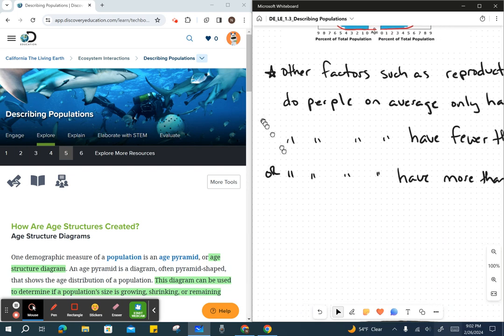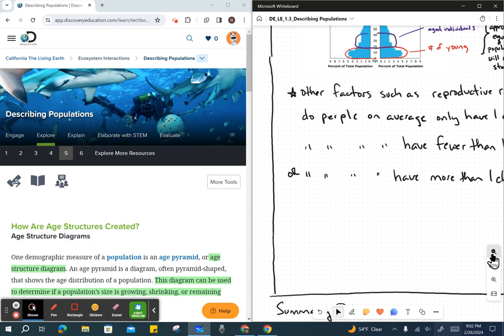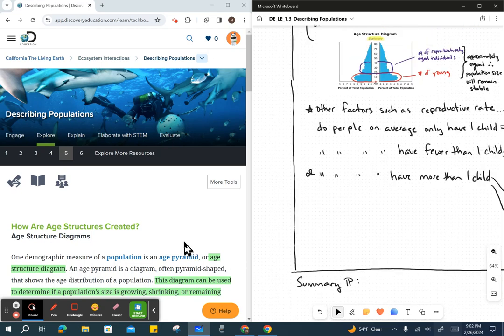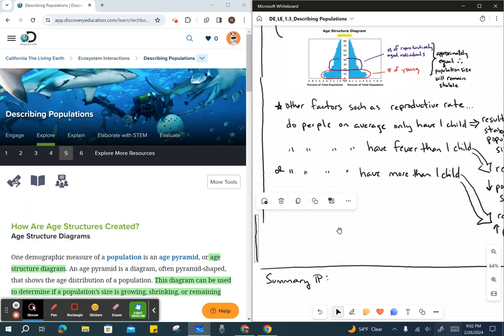Other factors. This is important. Let's go ahead and reduce this just a little bit so you can see this better. Other factors such as reproductive rate can affect your population size. Okay, what do we mean when we say reproductive rate? Well, that's the average number of kids that people have. Do people in America, for example, have on average only one child?